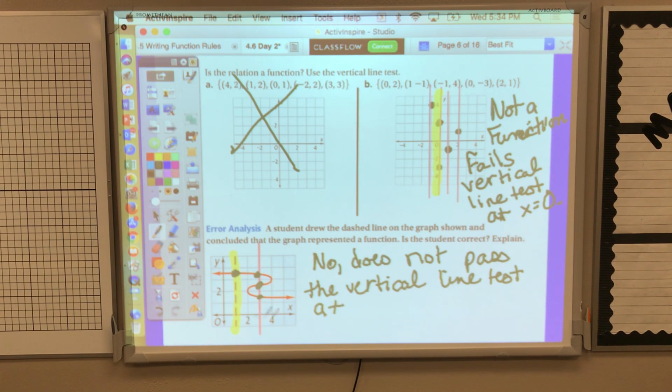And I chose x equals 3. You might have chosen 2. If I were to choose 2, it crosses there and there. You might have chosen 4, here and here. But I chose 3. At x equals 3, that means it's not a function. So the relation is not a function.